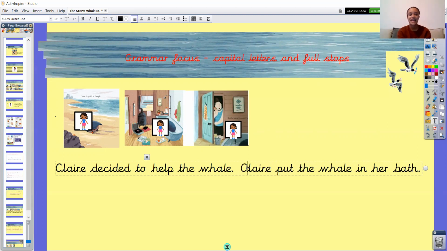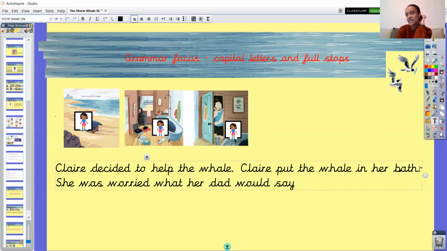Okay. Claire decided to help the whale. Claire put the whale in her bath. Brilliant. Now I'm thinking about what Claire, your character, is thinking when they're in the bathroom with the whale, worried about what Dad's going to say. I can't fit any more words in there, so I'm going to go on my next line. She was worried what her dad would say.